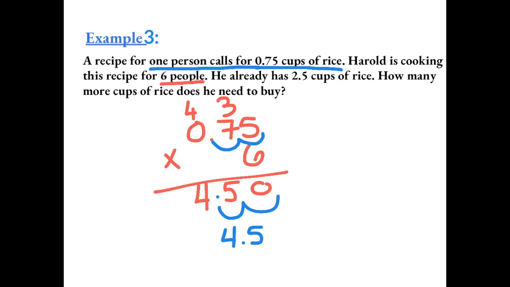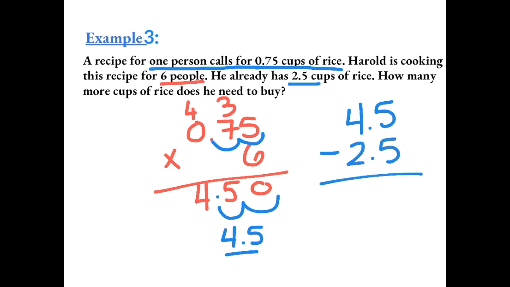So now he already has 2.5 cups of rice, but he needs 4.5 total. So let's see how many more he needs. So to do this, we have to take how much he needs, 4.5, minus how much he already has, 2.5, to see how much more he needs to get.